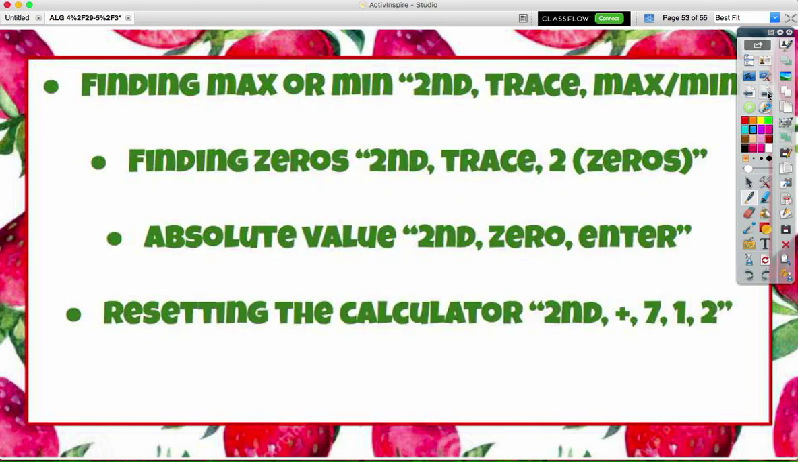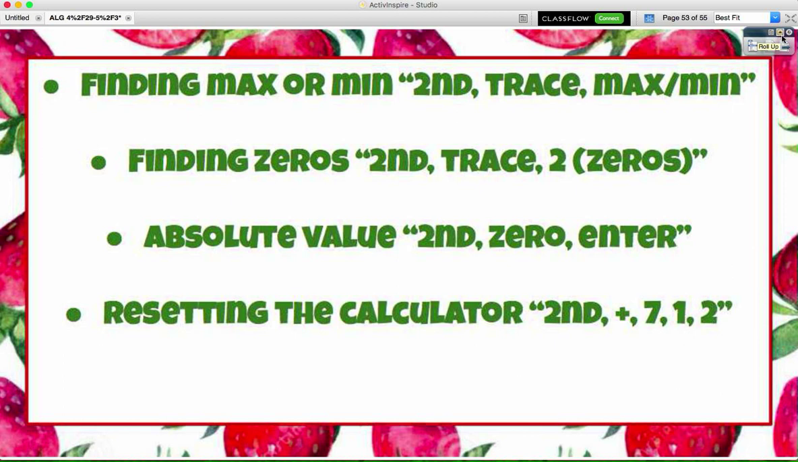Before we move on together, I would like to also talk about other things in the calculator. Finding a maximum or a minimum for a quadratic: that's second trace, either max or min. Finding zeros: second trace, zero. A lot of these things are at second trace. Absolute value: on that practice test, a lot of you kept forgetting this. To do absolute value, which you don't really need right now, second zero, enter. Resetting the calculator, hopefully we all know that: 2nd plus 7, 1, 2.